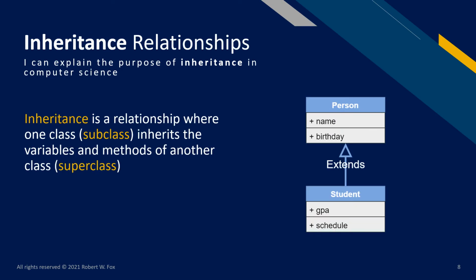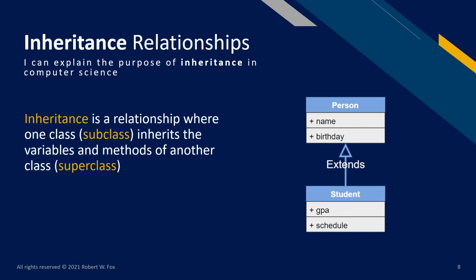With all this in mind, we now introduce the idea of inheritance. Inheritance is a technique in computer science where we can create these is-a relationships but avoid the redundant code. And the way it works is this. On the bottom, we have what's called a subclass, and this is our student class. And we see that a student class has 2 instance variables, GPA and schedule. At the top, we have what's called a superclass, and this is our person class. And we can see that a person has 2 instance variables, name and birthday.